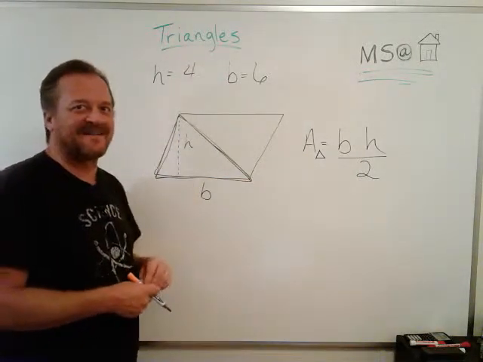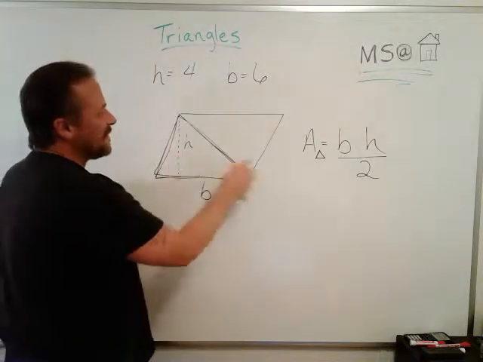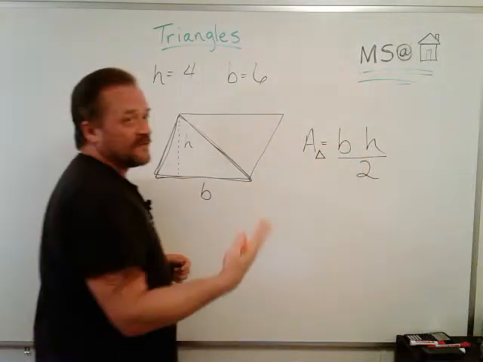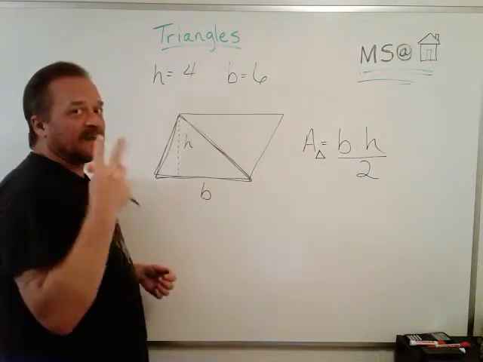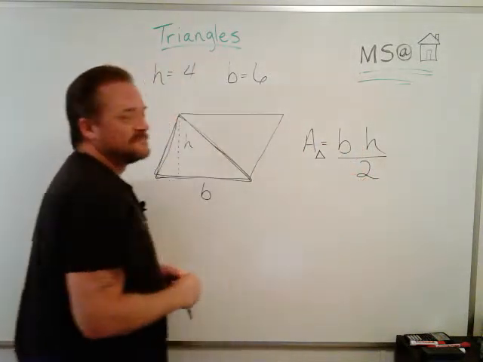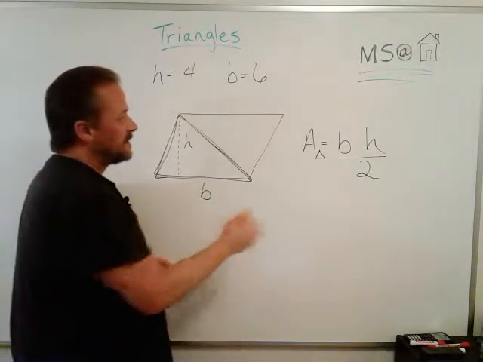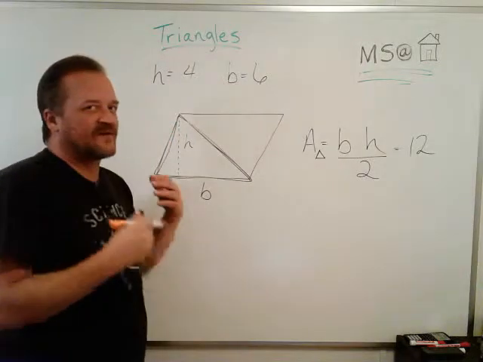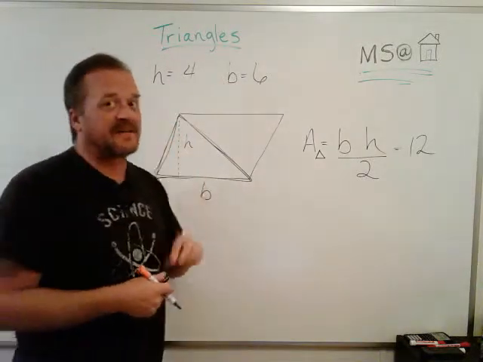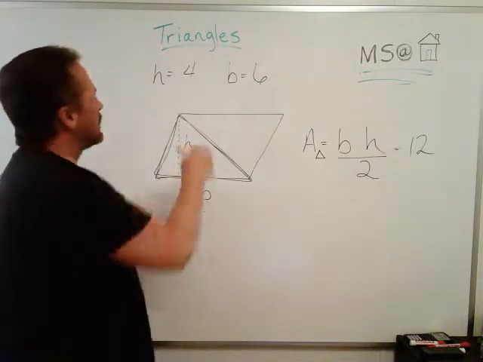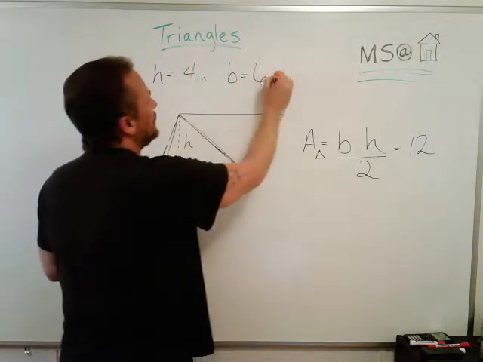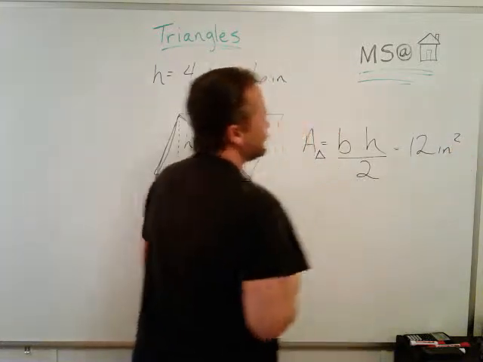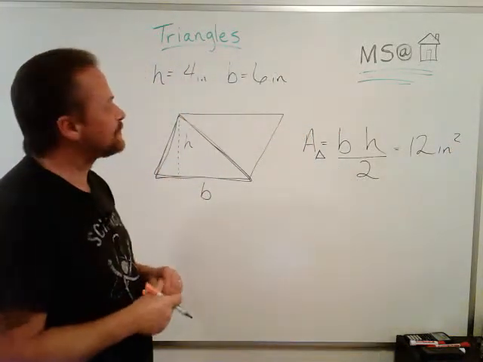Pretty cool how that works, huh? So, if I already know it's 24 for the whole parallelogram, base times height was 24, then I'm just going to divide that by 2, and that gives me the area of the triangle. So the area of the triangle is going to be 12. And of course, whatever units I'm using, I'm going to write that as a squared unit also. If these were inches, for example, my answer would be 12 inches squared. Don't forget that, that's important.